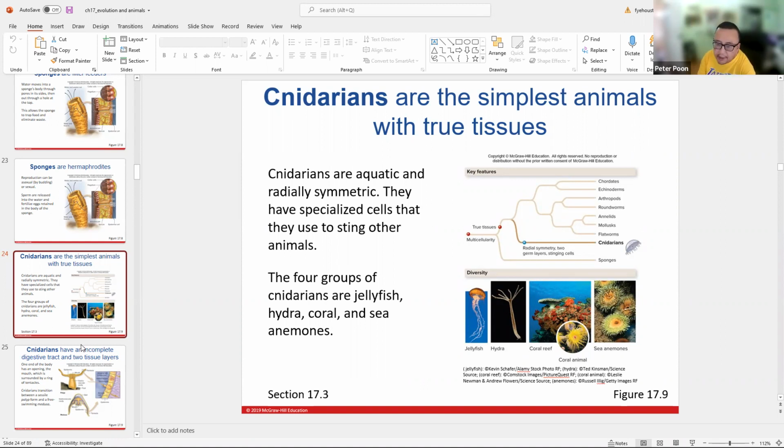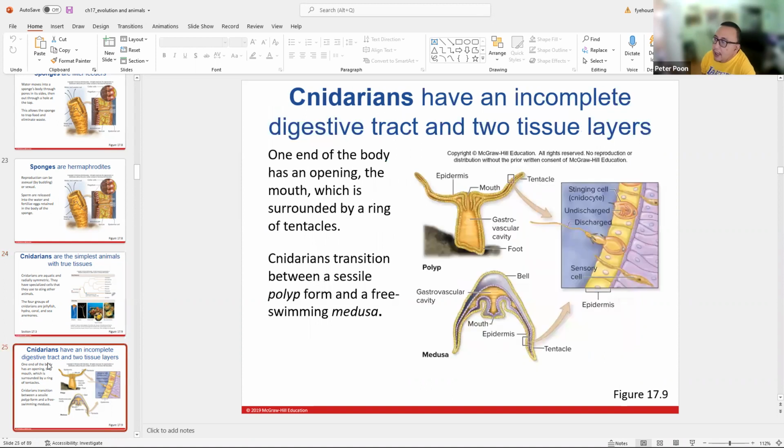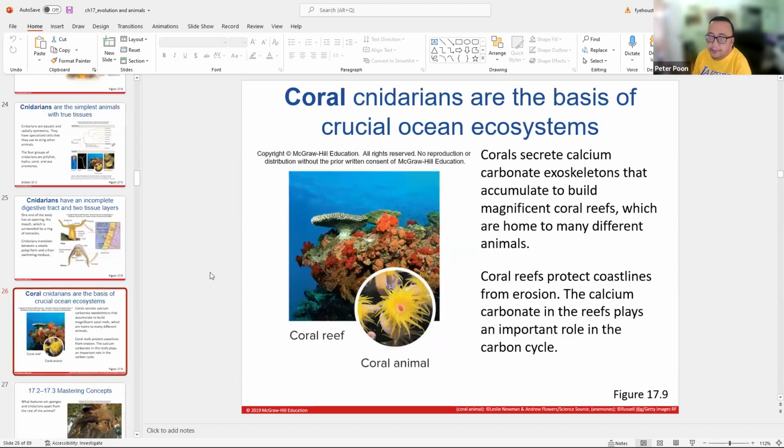There are four groups of cnidarians: jellyfish, hydra, coral, and sea anemones. They basically have a very incomplete digestive tract. They have one big hole. They eat and poop through the same hole. Whatever they eat, once they're done with it, it comes right back out through the same hole. They have two different body forms: a polyp and a free-swimming medusa.